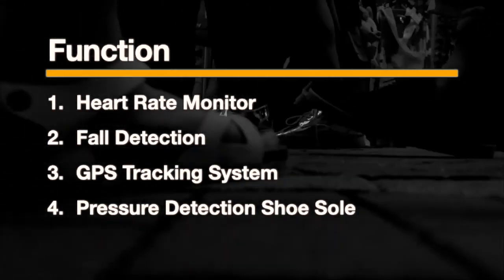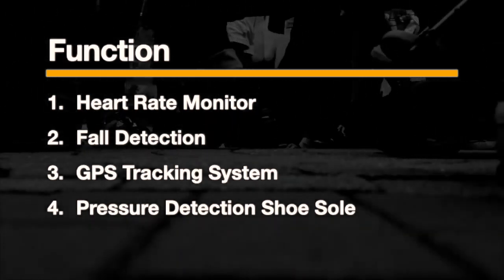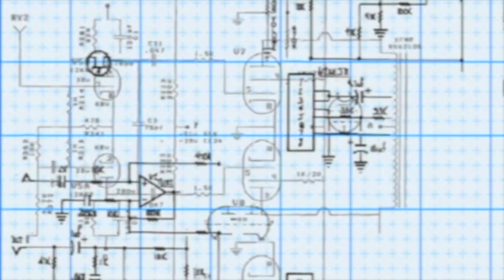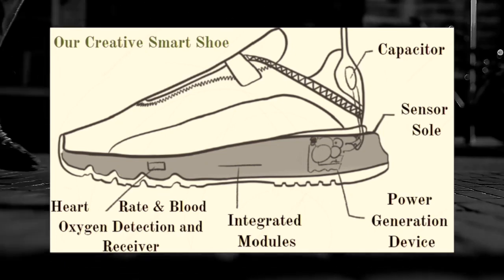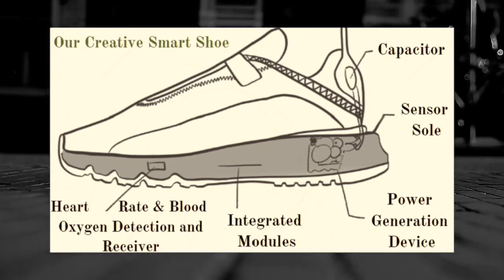And last, a pressure detection shoe sole, which allows monitoring of pressure allocation when walking or standing. This is our product design and plan. The design that we've drawn up for our smart shoes can be divided into 5 major parts.